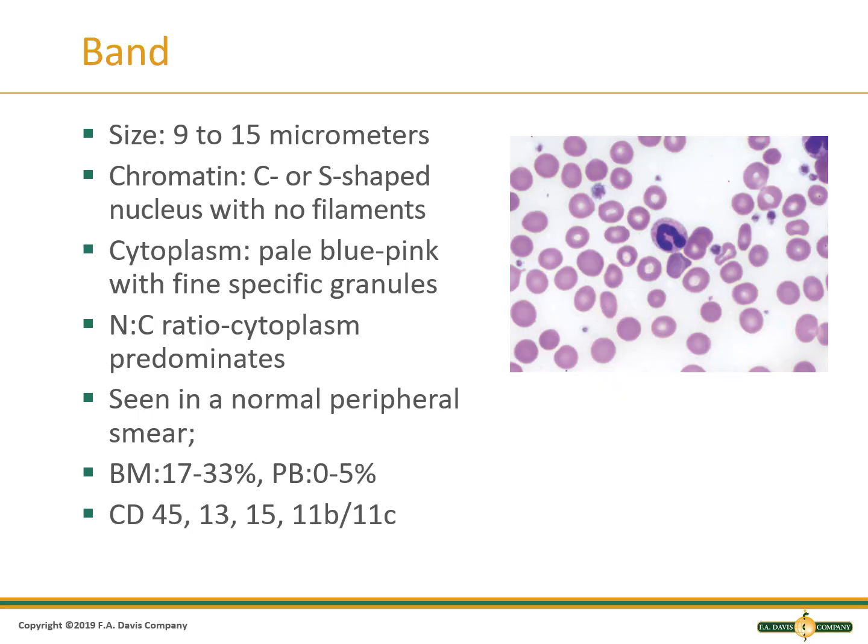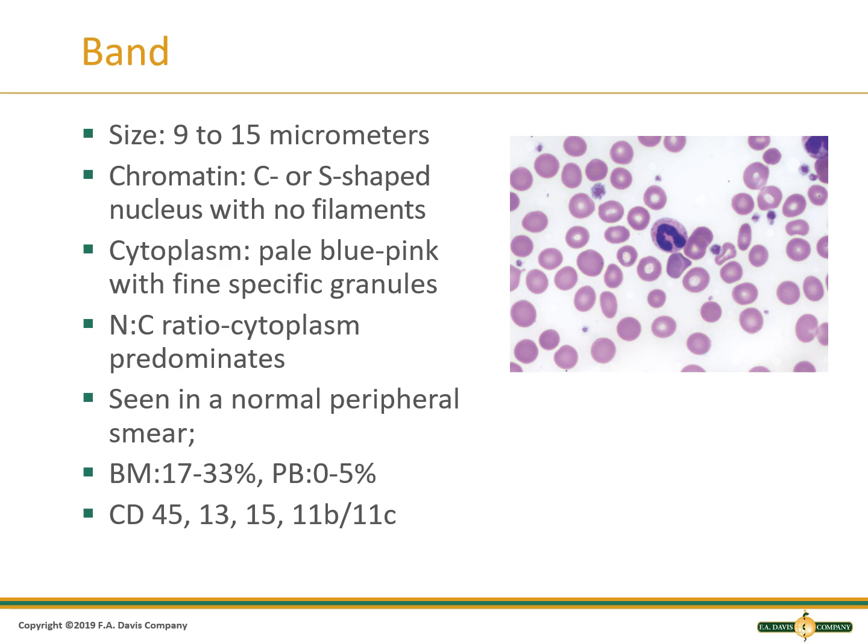The next stage in the maturation is the banded or band neutrophil. The size is going to be 9 to 15 micrometers. The chromatin pattern is going to be C or S shaped, and you can see that here, this darker purple has banded out. You're going to see no filament. Once you start to see a little filament, it starts to seg up, and you'll see that better in the next slide. You should lean more towards being conservative of what you call a band versus what you call a seg. The cytoplasm is going to be pale blue or pink with fine specific granules.